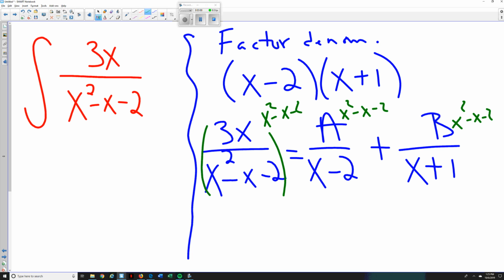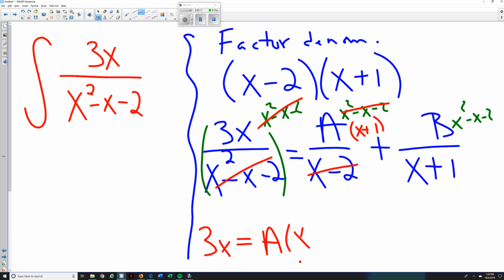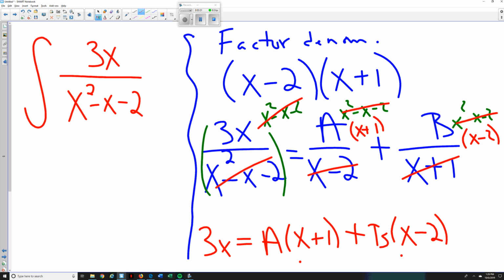But what you know is that hopefully this divides that out. So what we're left with is 3x. This and this divide out, but what's left over is x plus 1. So we get that equals a times x plus 1. And this divides out, and we get x minus 2. And so we get plus b times x minus 2. There we go, that's a b, of course it is, all right?